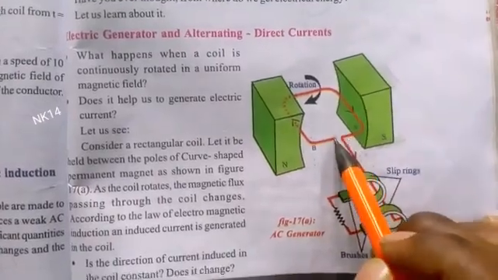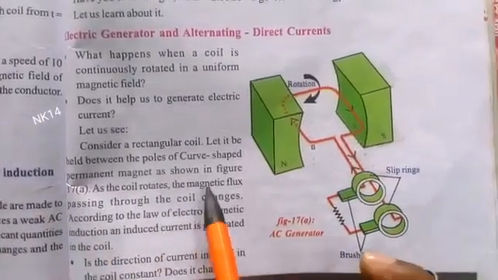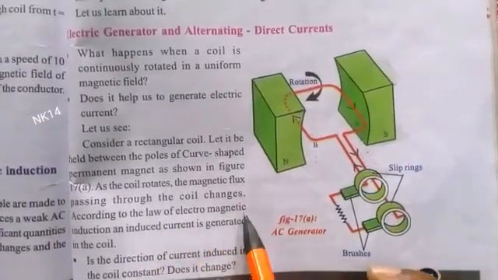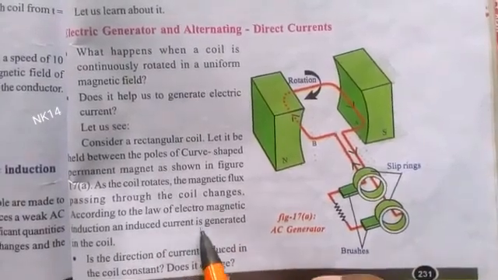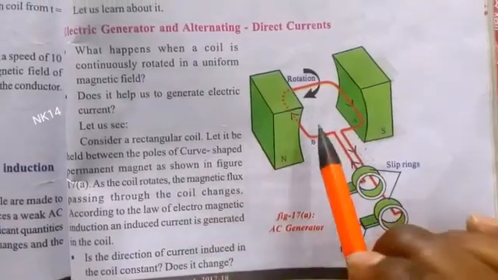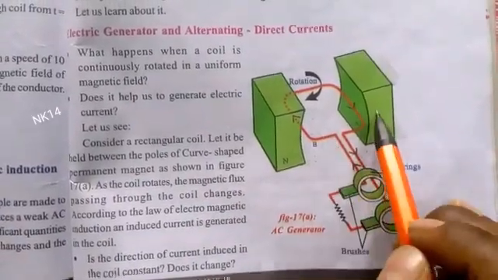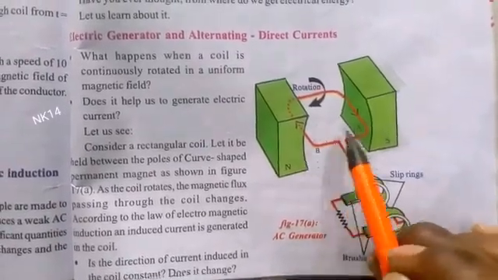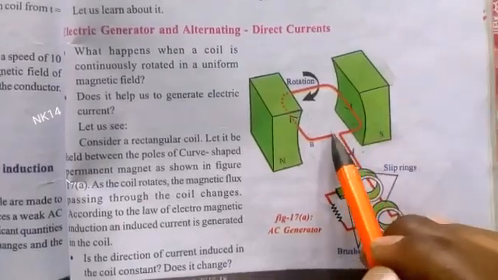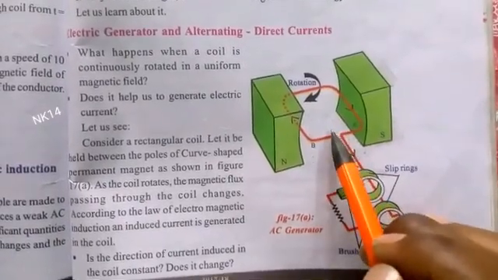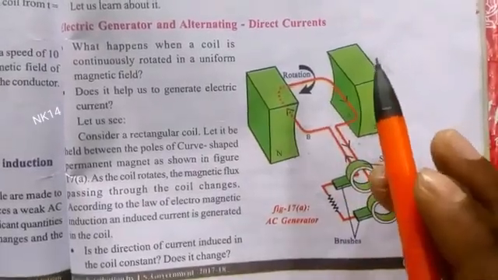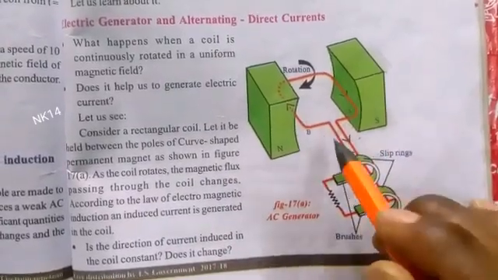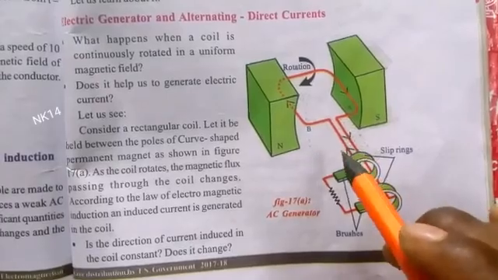Next, as the coil rotates, the magnetic flux passing through the coil changes according to the law of electromagnetic induction, and an induced current is generated in the coil. So friends, the coil is placed in between two magnets, and the magnetic flux gets changed with the help of the coil. Whenever any magnetic flux is disturbed or changed due to a coil, then current will be induced in the coil. This current is called induced current.